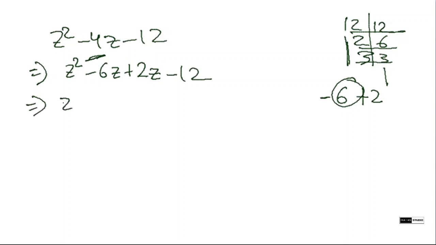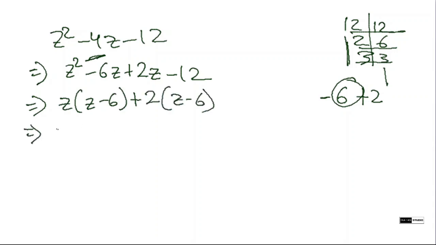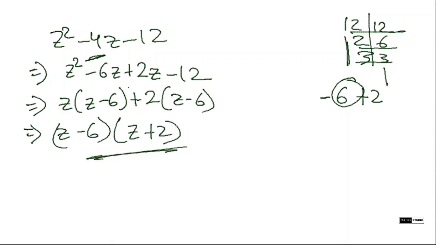And this we can write as z (z minus 6) plus 2 (z minus 6). Okay. So we'll have (z minus 6) into (z plus 2). So these are the factors of this particular question.